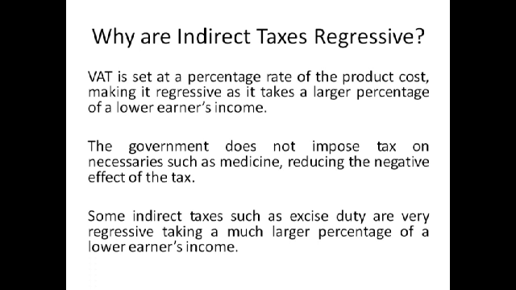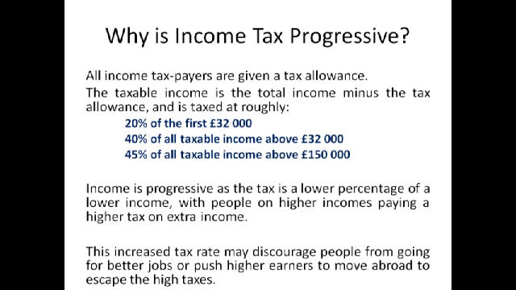Whilst the medicine will still take a higher proportion of the lower income earner's income, it will be less than had there been tax added. Some indirect taxes, such as excise duty, are very regressive and take a much larger percentage of a lower earner's income. So why is income tax progressive? All income tax payers are given a tax allowance.